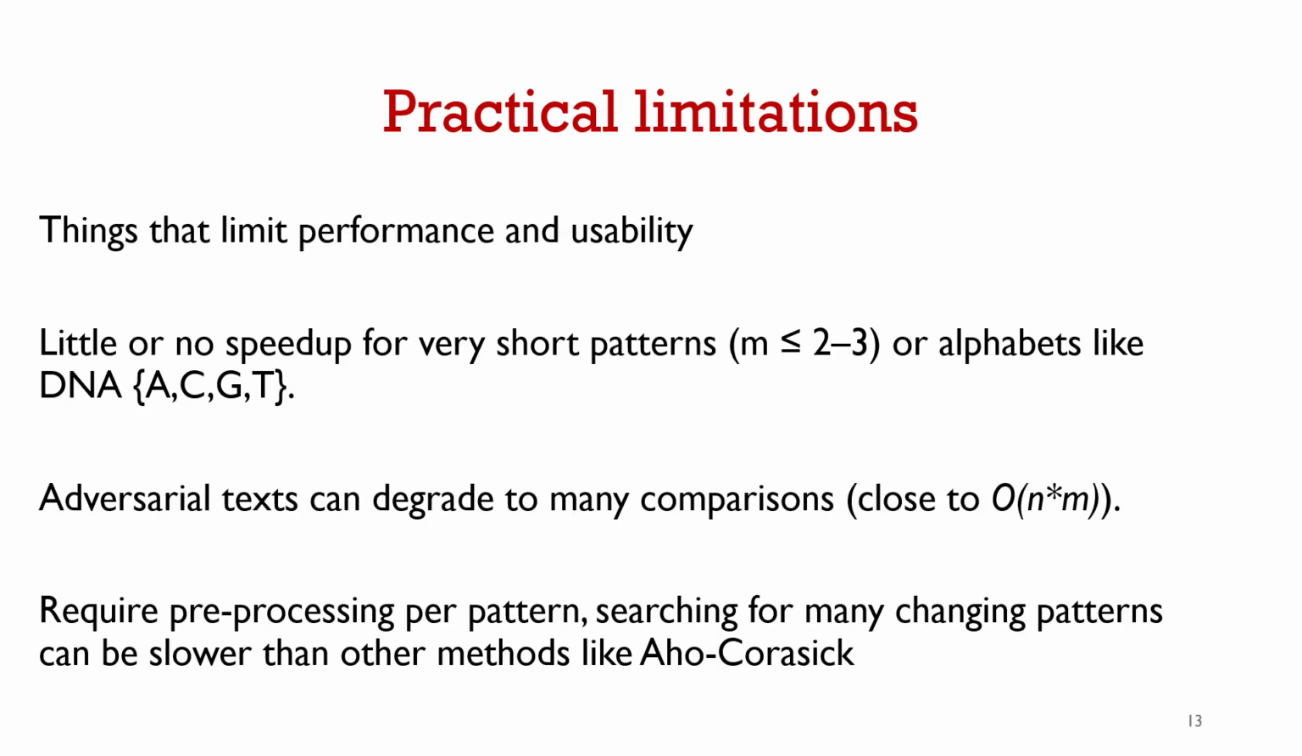So let's talk about the practical limitations, things that limit performance and usability. First of all, with 2 to 3 character patterns or an alphabet like DNA, where single characters are very common, partial matches are very common too. So the shifts are small and we gain little over the brute force approach. For adversarial input, like I talked about earlier in the time complexity slide, each alignment nearly matches and then fails at the last characters. The pattern shifts by just 1 each time, so the algorithm behaves close to the naive case.